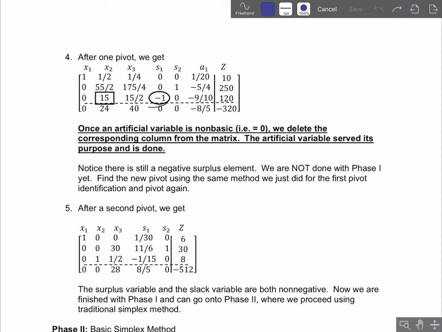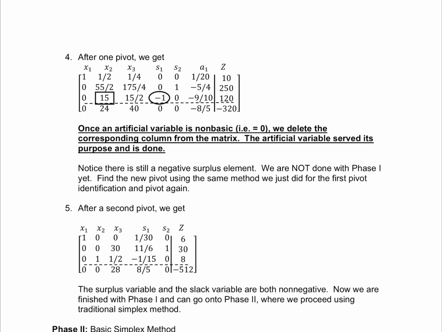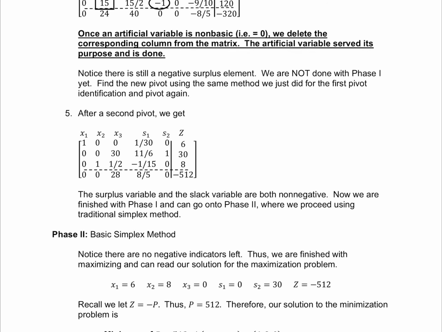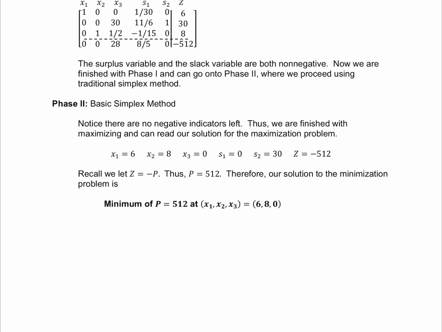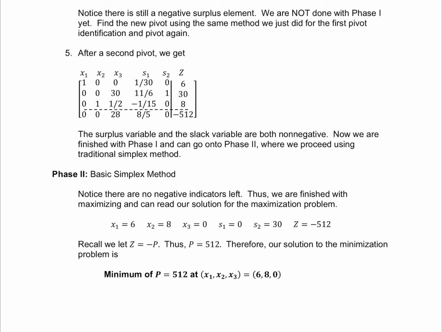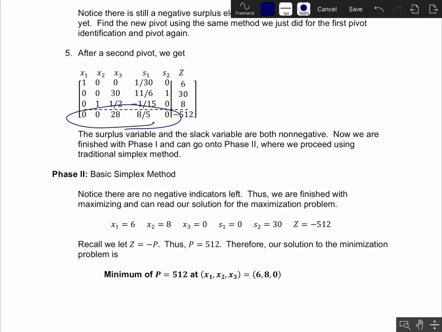Now, in this case, we do still need to continue with phase 1 because we still have a negative surplus variable. So you might not be done with phase 1, but we've at least fixed the artificial variable. And then we can move on with fixing this negative 1. And to do that, we would just use the ordinary phase 1 approach, and then after that, you can use the basic simplex method. But notice that in this particular example, after phase 1, you don't have any negative indicators. So you're also immediately done with phase 2, and you can just read off the solution.